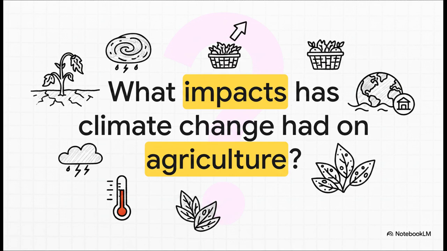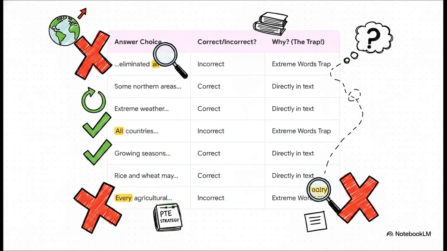See that key phrase, according to the text? That reminds us our goal is only to find the impacts that are specifically talked about right there in that paragraph, and nothing else. All right, let's put on our detective hats and analyze these answers together using our four-step plan. Let's start with the first option.